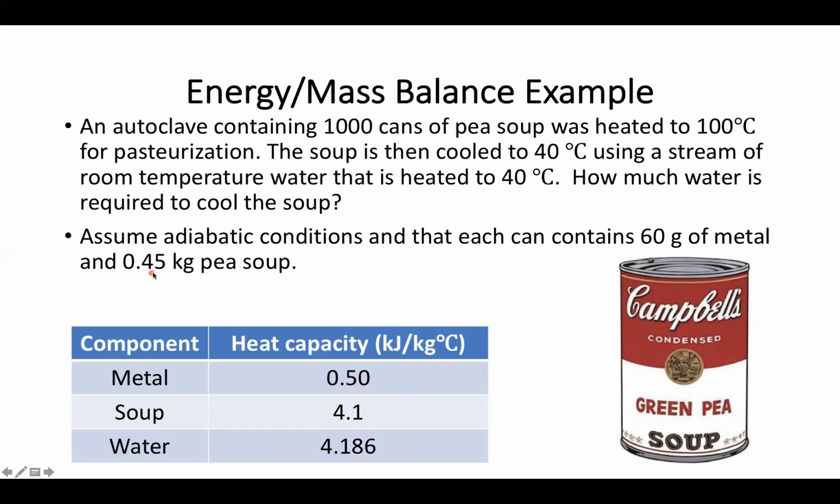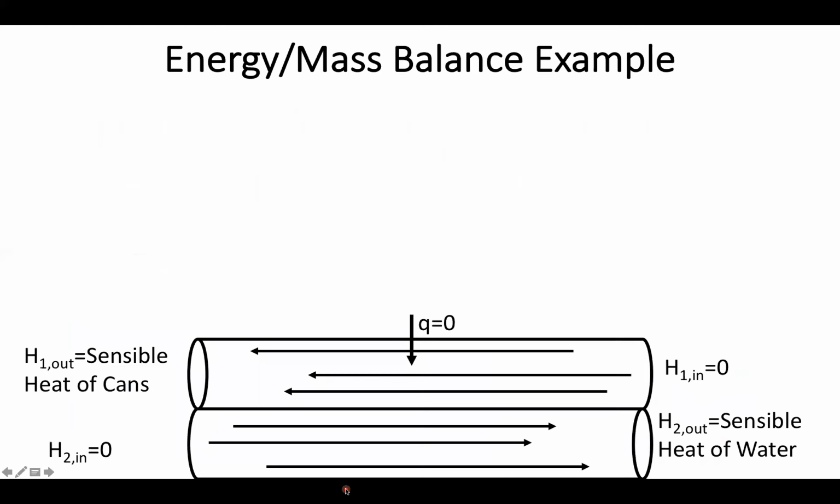And about 0.45 kilograms of pea soup, with the heat capacity of about 4.1, so slightly less than water, which has our good old-fashioned heat capacity of 4.186. So then we're going to be trying to figure out what kind of costs are going to be associated with this process, which is largely going to be trying to figure out how much water I need to end up using. So the first thing for any good balance is going to be to diagram out the system and figure out what we know and what we don't know.